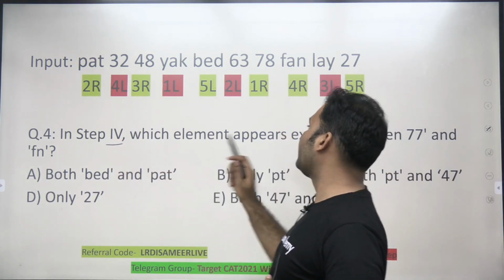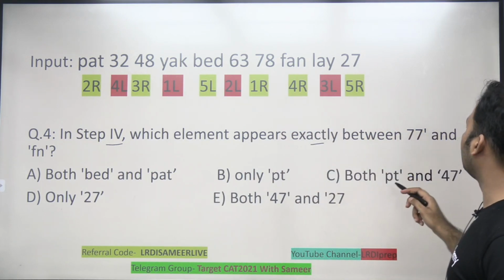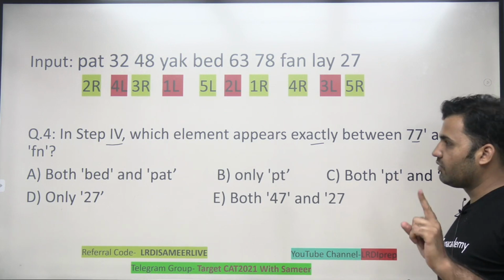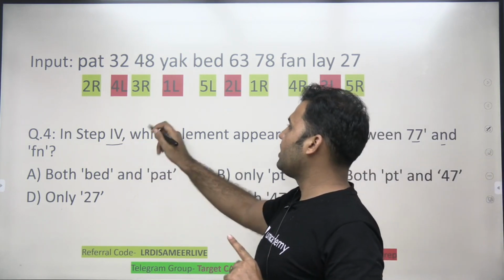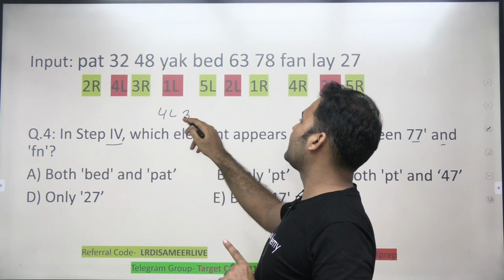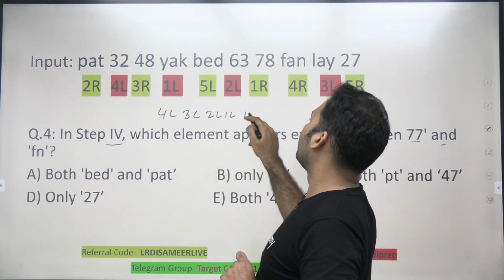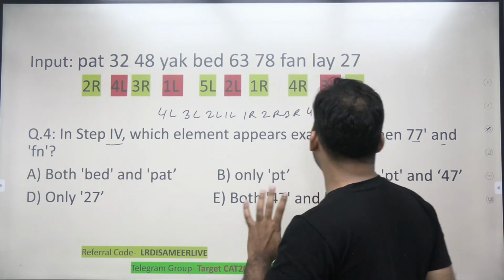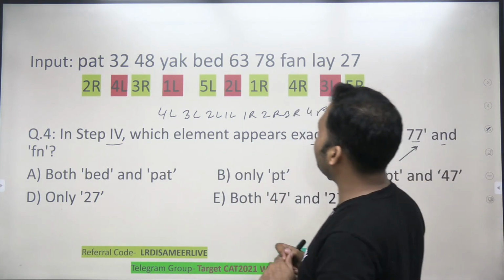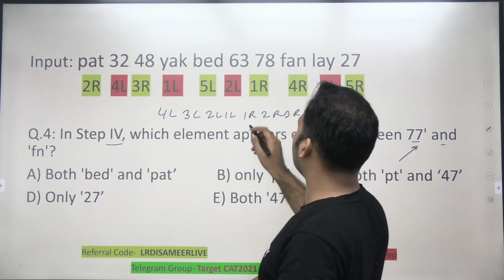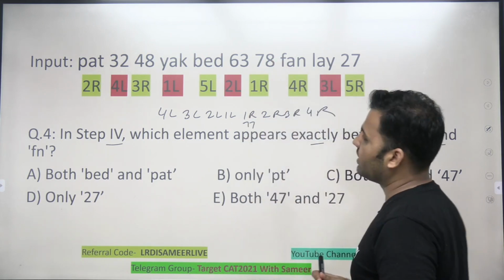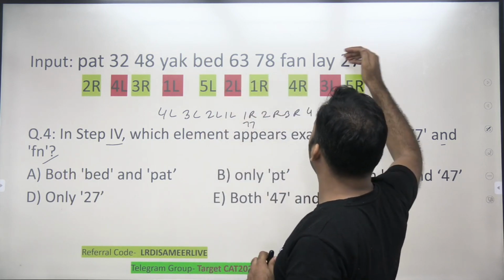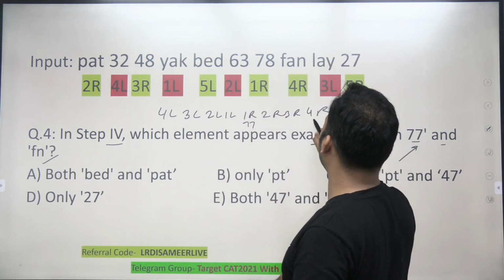In step 4, which element appears exactly between 77 and Fn? Okay, we are talking about step 4 here. So we know that in step 4, we'll have 4L, 3L, 2L, 1L, 1R, 2R, 3R, and 4R. If you look at the position of 77, 77 is ranked as 1R, right? And if you look at the word Fn, Fn is ranked as 4R, right?